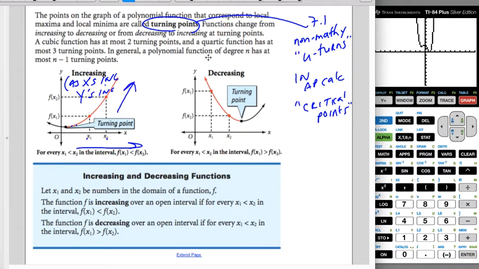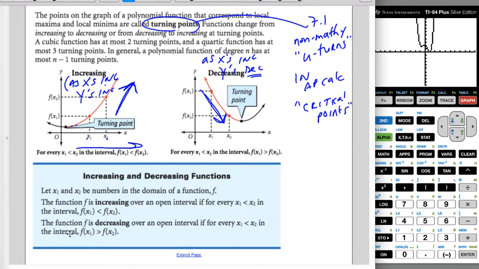What it means to be decreasing is as the x's increase, the y's decrease. So basically what we're saying is it's always about moving from left to right. The x values are always increasing. It's what's happening to the y values. So increasing looks like this, decreasing looks like this. And that's going to matter an awful lot when we get to calculus.